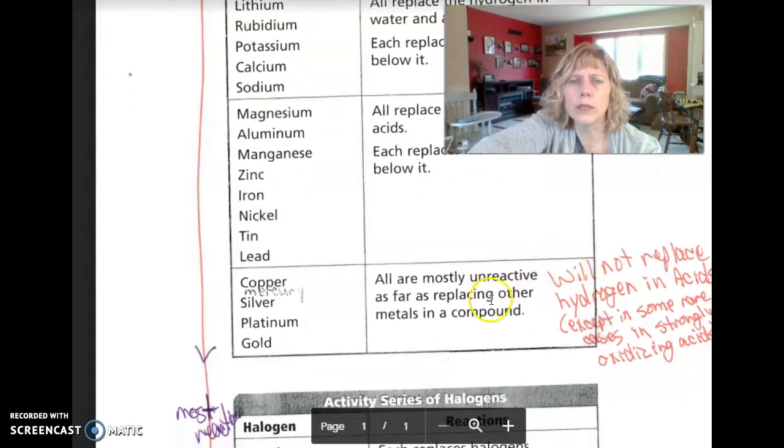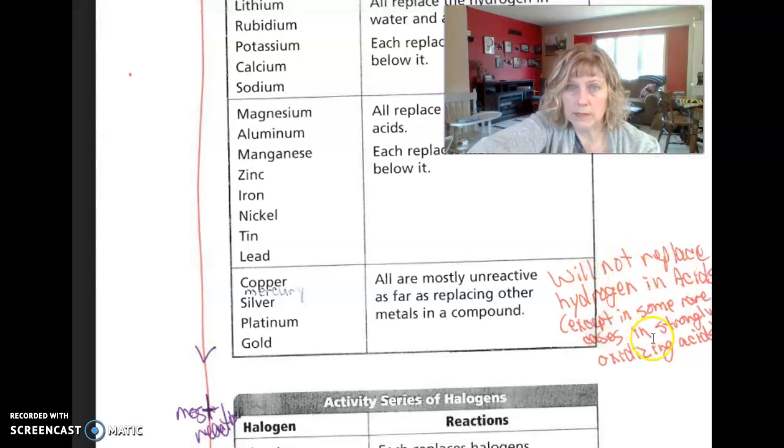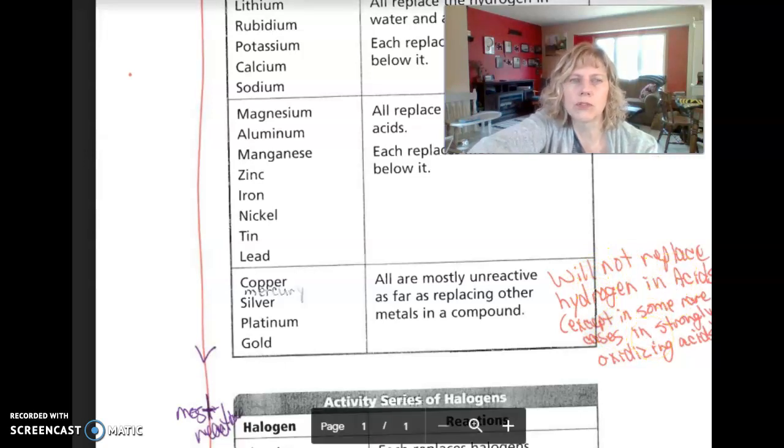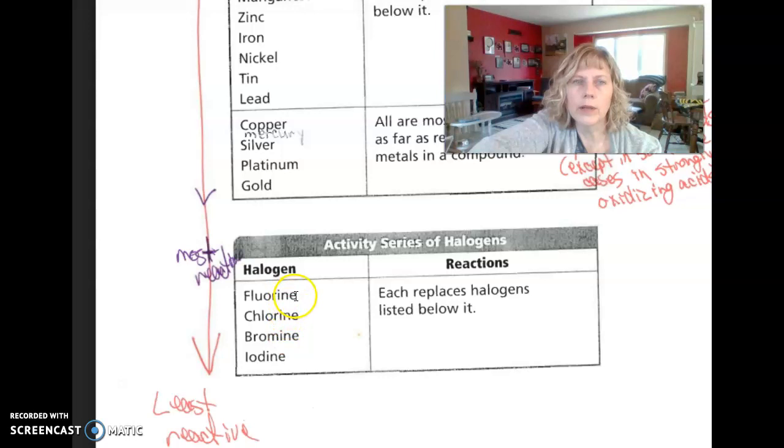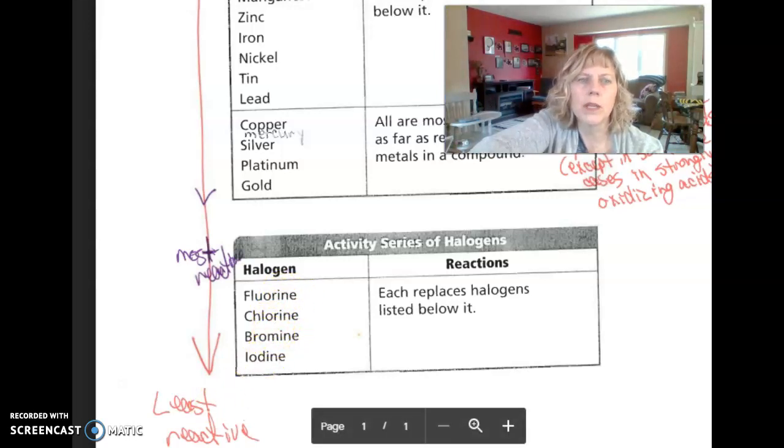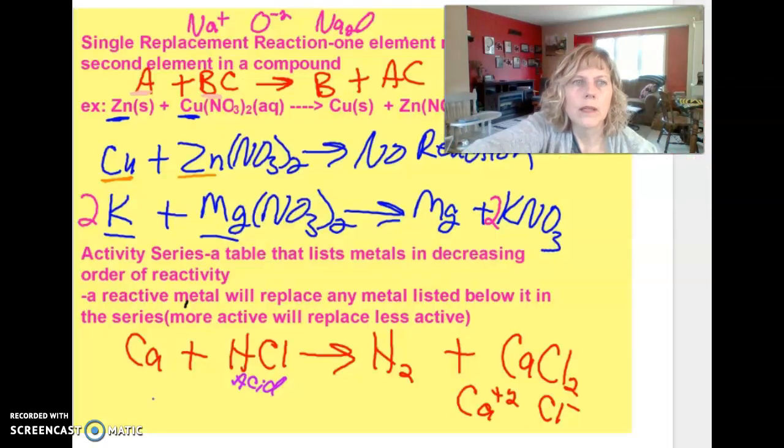So these are pretty non-reactive. These will not replace hydrogen in acids, except in some really rare cases of strong acids. I wanted to add that on here. And then we have a separate little chart here on the bottom where fluorine is more reactive than chlorine and so on, just the same as the metals. So in the case of copper combining with zinc nitrate, we would say there's no reaction because of that activity series.